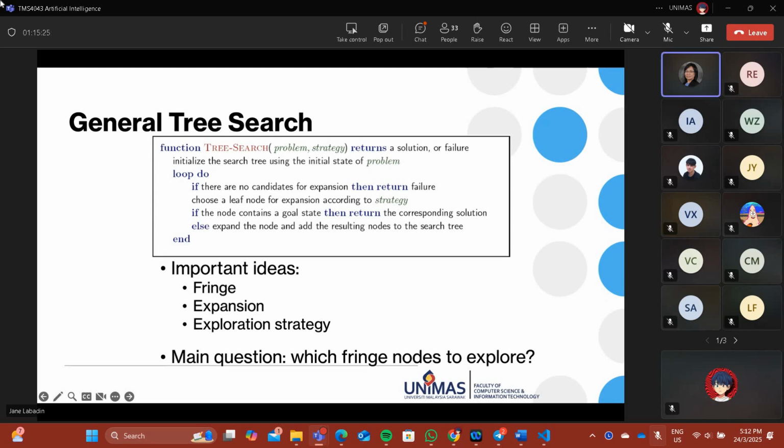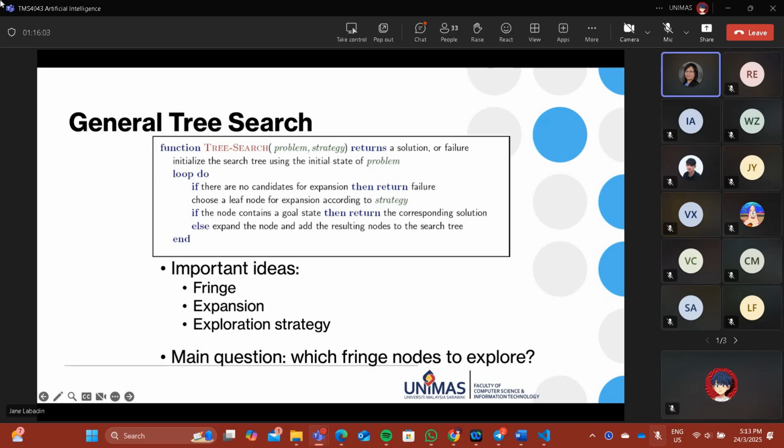But if you have not reached the goal yet, then you expand the node and add the resulting nodes to the search tree because you need to return to it later on, since you have already expanded that node, right? So basically, that's the important idea in moving in your tree. First, you need to decide which fringe, and then you expand your fringe. And then what to do next depends on your strategy.